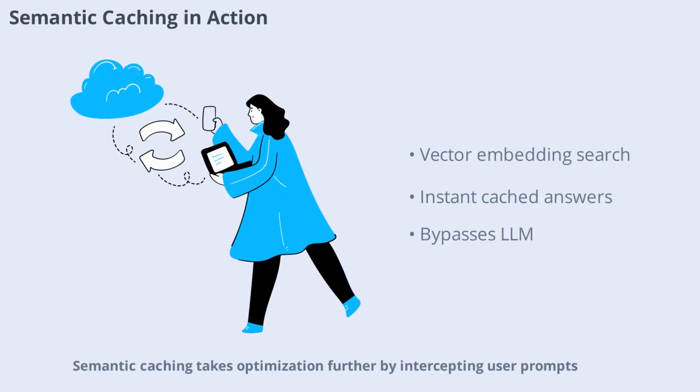Semantic caching takes optimization further by intercepting user prompts, converting them to vector embeddings, and checking for highly similar past queries in a vector database. If a match is found, the cached answer is returned instantly, bypassing the LLM. This is especially useful for repeated questions like employees asking about tax forms. The system answers once, caches the result, and serves it to anyone with a similar query, saving on compute and API cost.